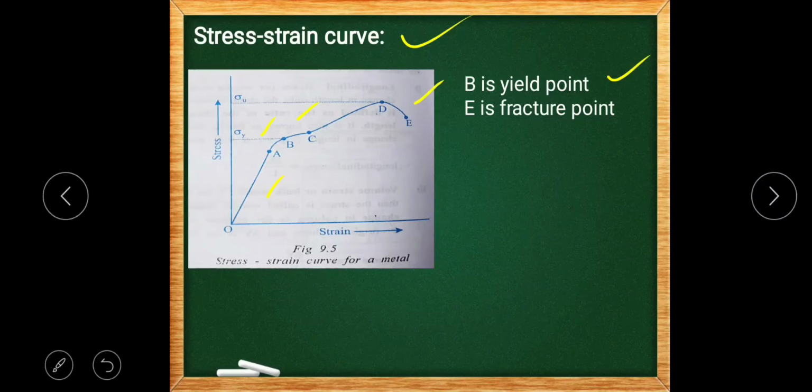So in the next class, we will study about the types of modulus of elasticity and Poisson's ratio, next elastic energy, etc.